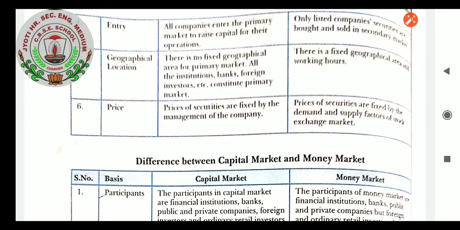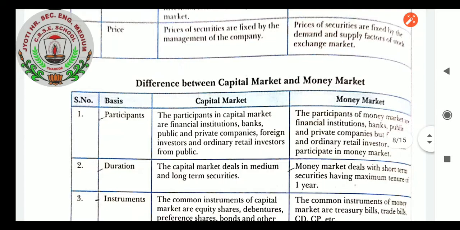Differences between the capital market and money market are as follows. On the basis of participants, you can see there, capital market and money market. The participants in the capital market are financial institutions, banks, public and private companies, foreign investors, and ordinary retail investors from the public. Whereas in the money market, the participants are financial institutions, banks, public and private companies, but foreign and ordinary retail investors do not participate in money market instruments.